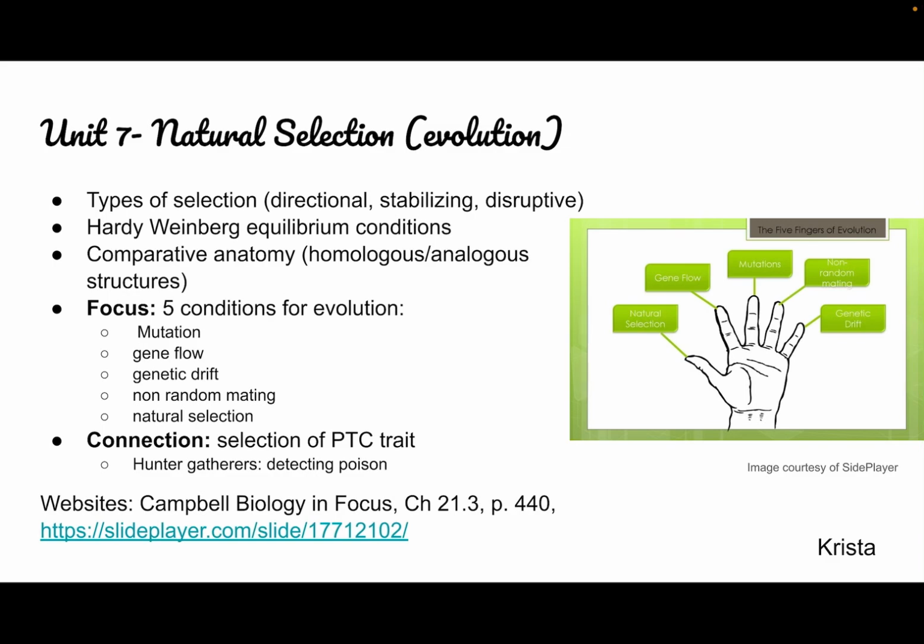The connection to the PTC lab is that the conditions of mutation and natural selection are at play with the TS2R38 gene. The ability to taste bitterness was actually a result of natural selection from our ancestors, the hunter-gatherers. This gene was useful to detect poison. Thus, natural selection favored those who had the gene because they could detect poison.